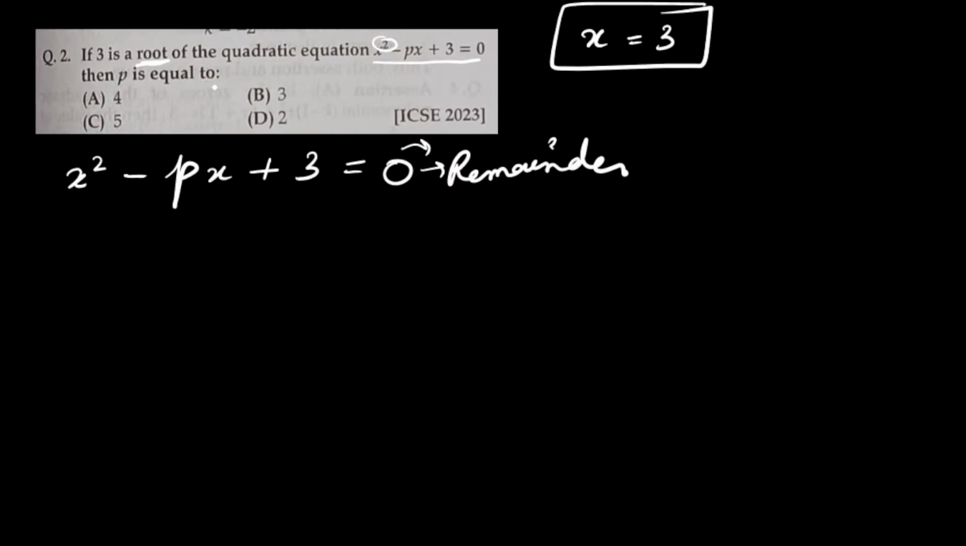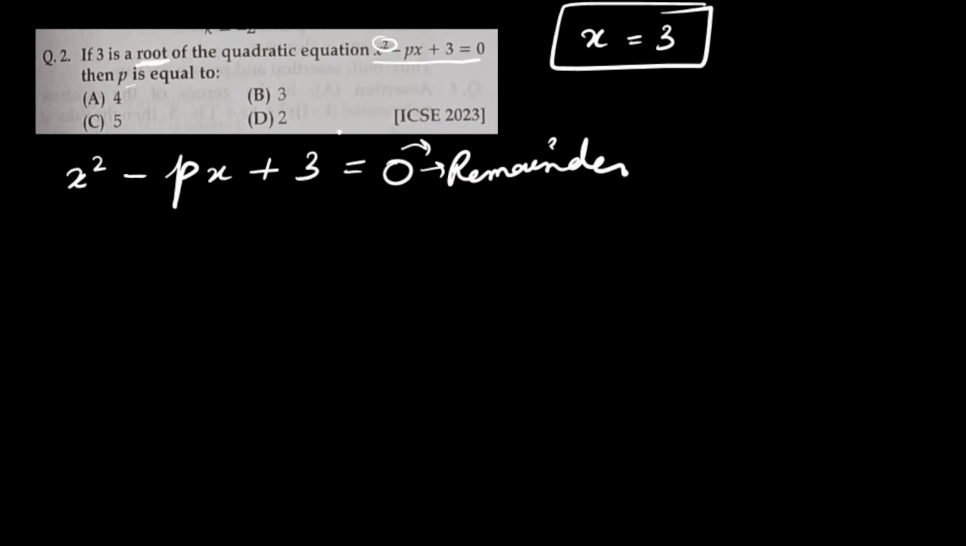If 3 is a root, 3 is a root means 3 is a solution. So when we substitute the value of x here, we will get our remainder 0. So this is the remainder. I am mentioning the remainder here because it can be something else also, sometimes. This 0 is the remainder in case we have a factor or a solution. Now the x value is given to us as 3. They have mentioned if 3 is a root of the equation, we have to find the value of p.